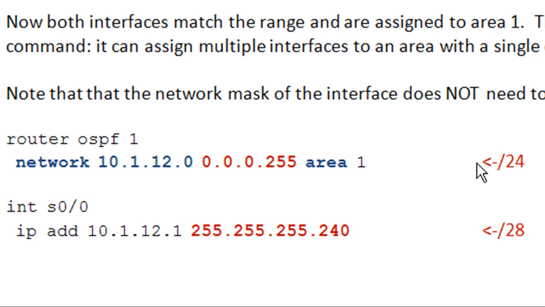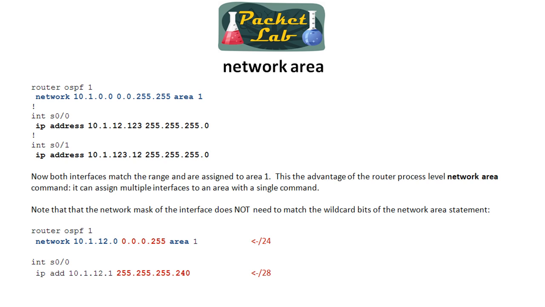This is a /24. Under the interface, we can see that we have this set up as a /28, whereas our network mask is 255.255.255.240. In wildcard bits, that would be 0.0.0, and then you invert this last bit, it's going to be a .15. Doesn't matter. These don't have to match exactly. As long as this IP address falls within the range of this network statement, it's going to be assigned to that area.